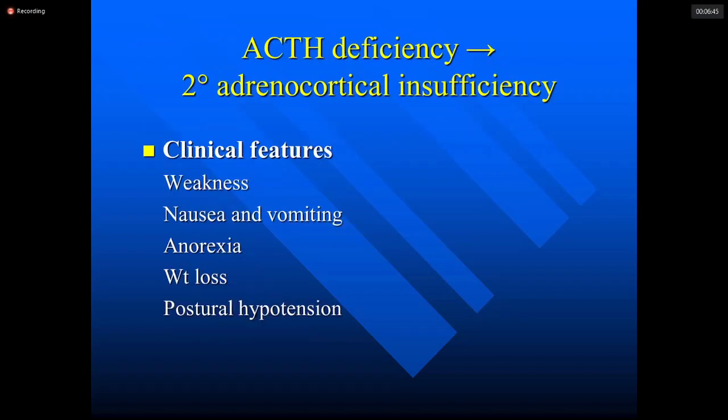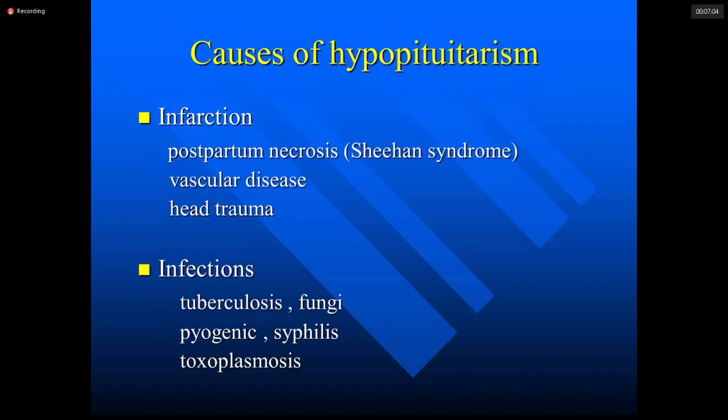As for ACTH deficiency, it will be manifesting with adrenocortical insufficiency, but we know that the reason is low ACTH and low cortisol, but the features are the same, with generalized weakness, nausea and vomiting, anorexia, and weight loss.